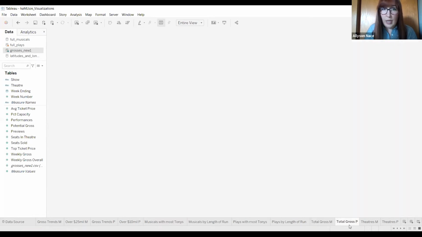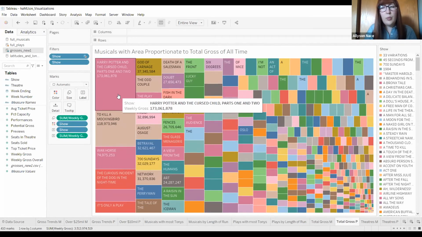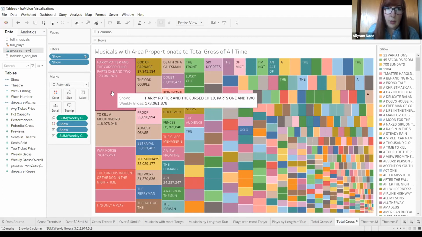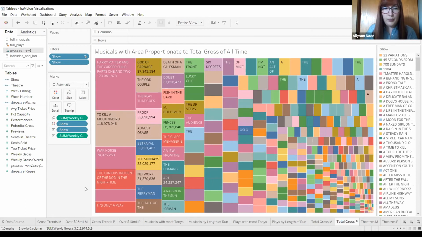And then same with plays, Harry Potter and the Cursed Child, Part 1 and Part 2, is like 2 separate plays. So technically it's grossing double the amount of what other plays are grossing, because it's 2 different shows on 2 different nights. But it's already the top show and it's been running since 2018. That's pretty incredible.